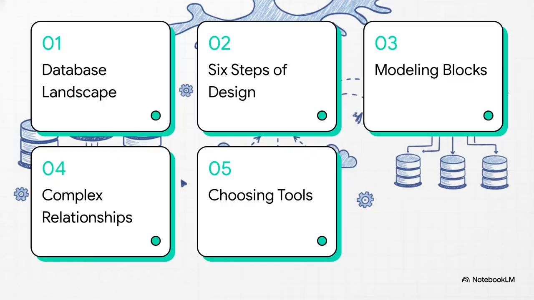So here's the blueprint for today's explainer. We'll be covering the database landscape, the 6 steps of database design, core modeling building blocks, navigating complex data relationships, and finally, choosing the right tools. These are the essential standards we'll use when building any system from scratch.